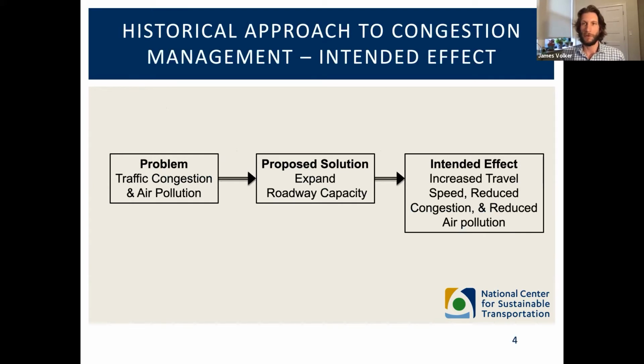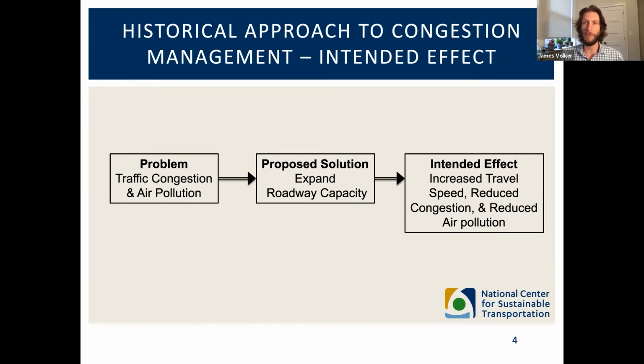And so if we're trying to understand where our heads are at when we're proposing these capacity expansion projects, this is a useful flow chart, which illustrates the historical approach to congestion management. So you start here, you have traffic congestion, you have air pollution as a problem that you want to solve, and that leads into the proposed solution. Why not just add a lane or build a new roadway that will reduce the congestion, and because vehicle speeds go up, maybe it can also reduce air pollution, which is the intended effect: reduce congestion and reduce air pollution.